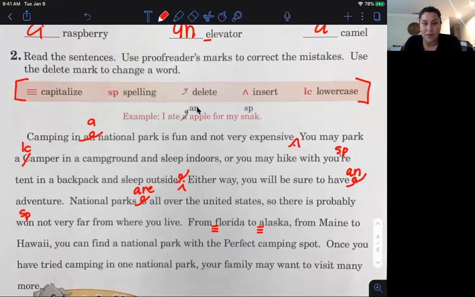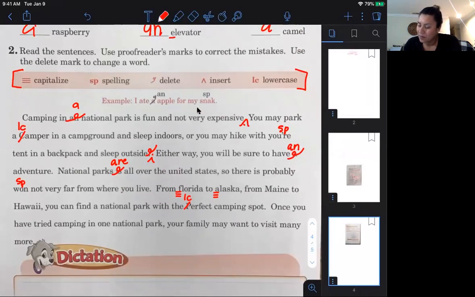Let's keep going. From Maine to Hawaii, you can find a national park with the perfect camping spot. Anything else in that sentence? Oh, you saw it too. Yes, perfect is not a proper noun. So we need to, oh, and I think I did the wrong proofreading mark. Sorry. You're just going to do a little line there and write LC because it needs to be lowercase. All right, once you've tried camping in one national park, your family may want to visit many more. Good job, guys. We're all done with that front part there.